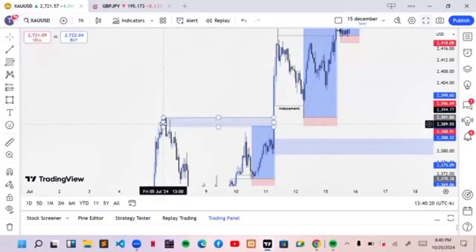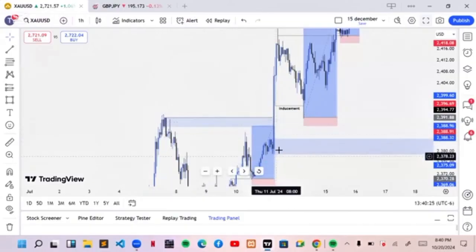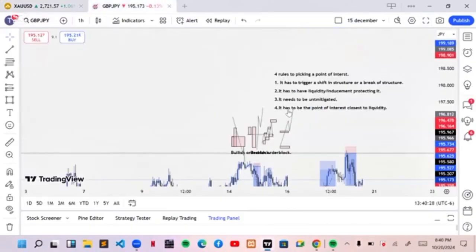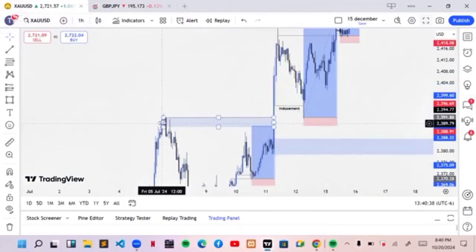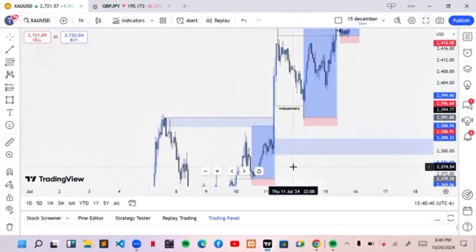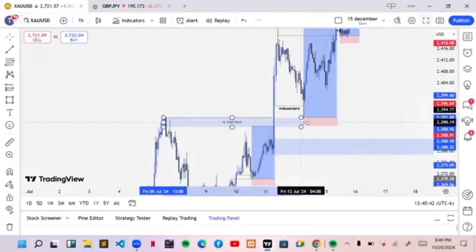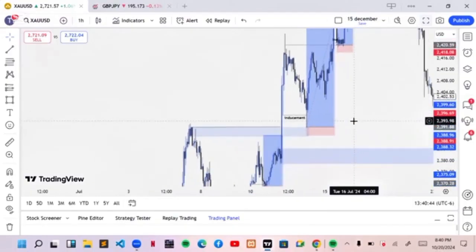This is the order block right here. This is our breaker block. The breaker block has not been tapped. The order block has not been tapped. Both of them are valid to be used as entry. But the fourth rule says it has to be the point of interest closest to liquidity. Where is our liquidity? This inducement. Now between these two points of interest, the breaker block and the order block, which one is closest to liquidity? It's the breaker block. So that was why I took my entry off of this breaker block.